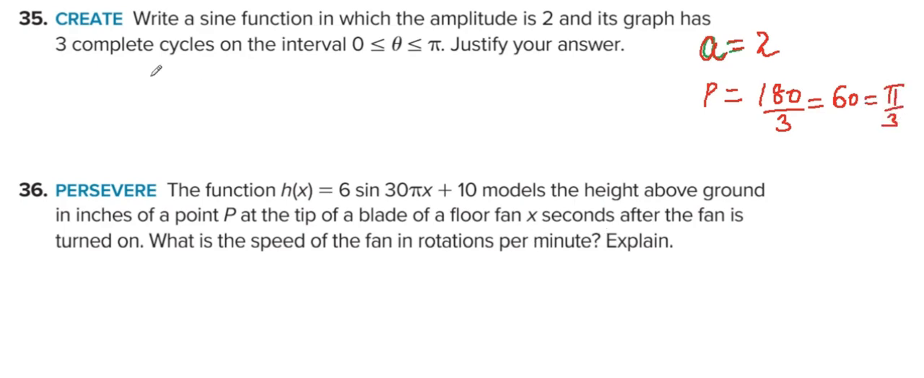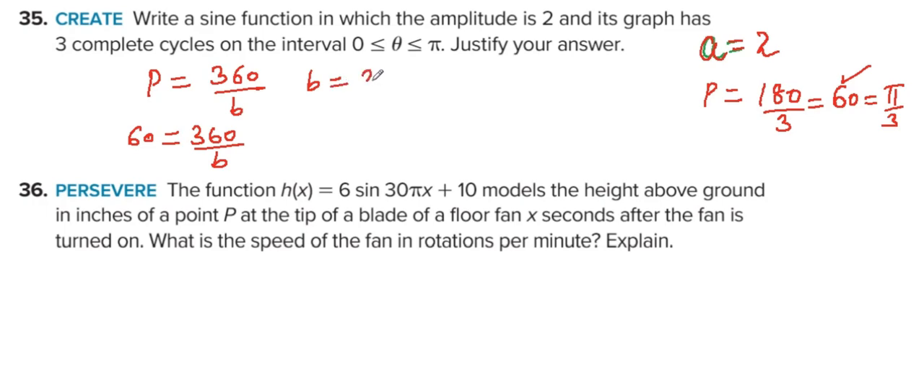Now we can find b. P is equal to 360 over b. Period we already have, 60 degrees. So 60 degrees is equal to 360 divided by b. So b will be equal to 360 divided by 60. So this is coming 6.